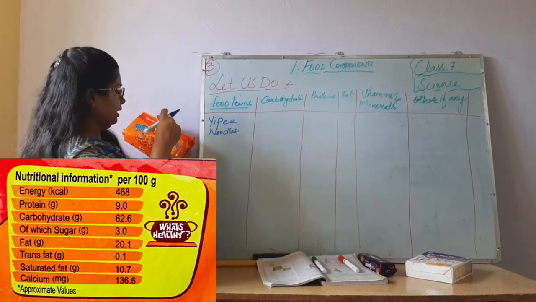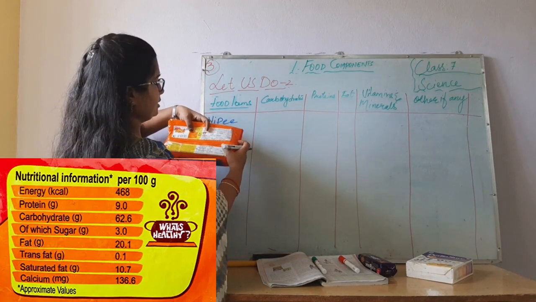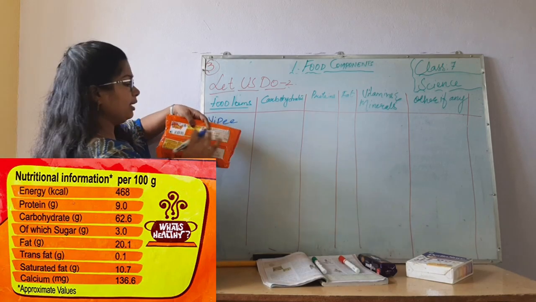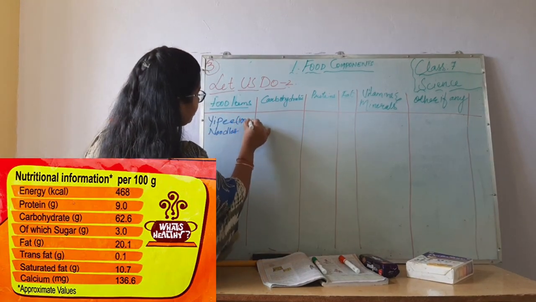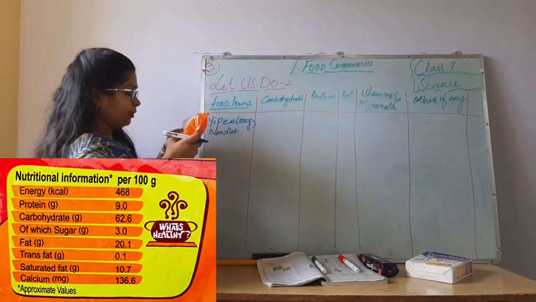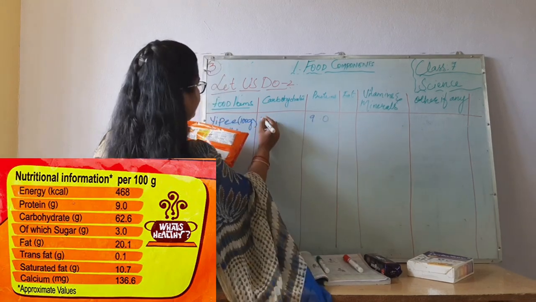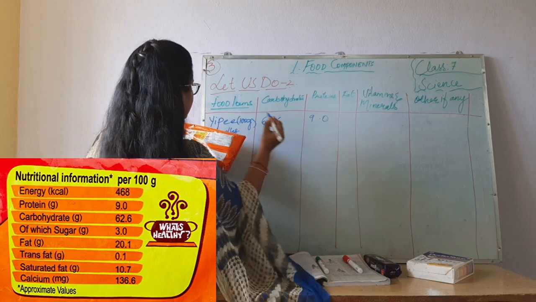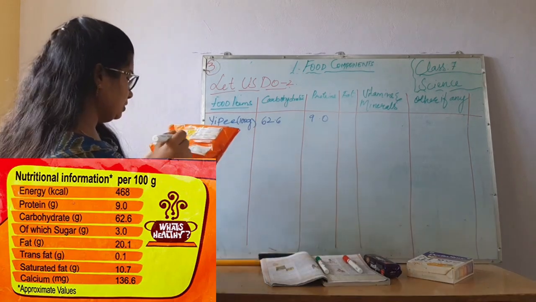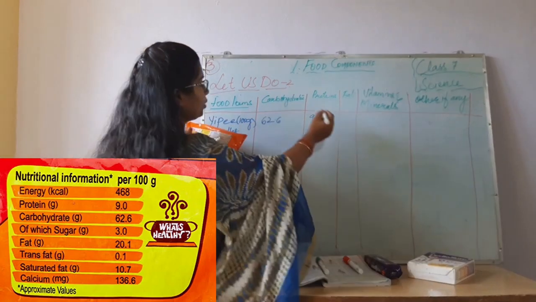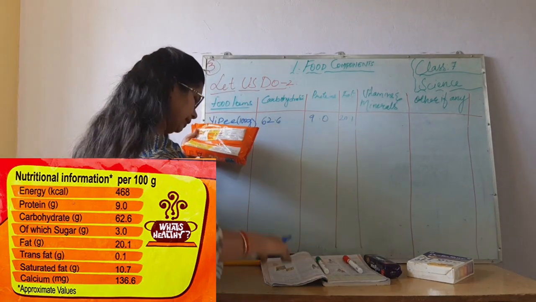So in Yippee noodles, what do you have? Let's see our nutrition information. Proteins 9.0 per 100 grams. Per 100 grams of Yippee noodles, you had proteins. How many? 9.0. Carbohydrates 62.6, and more fat. Yes, fat is there, 20.1.